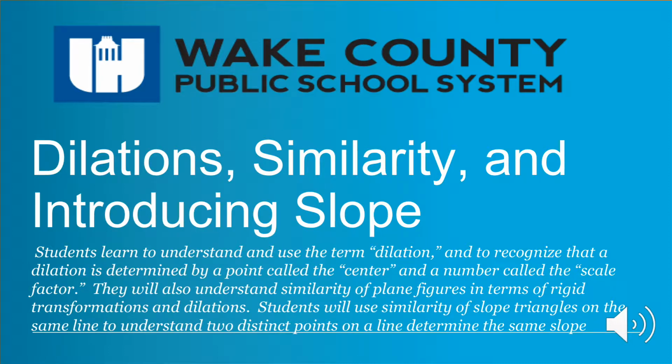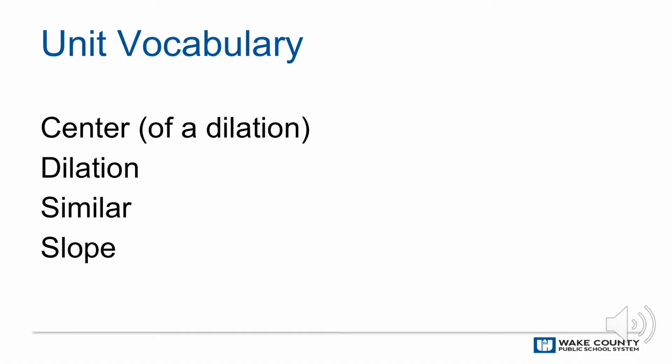Students will use similarity of slope triangles on the same line to understand two distinct points on a line determine the same slope. Here are the essential vocabulary words that will be introduced in the unit: center of dilation, dilation, similar, and slope.